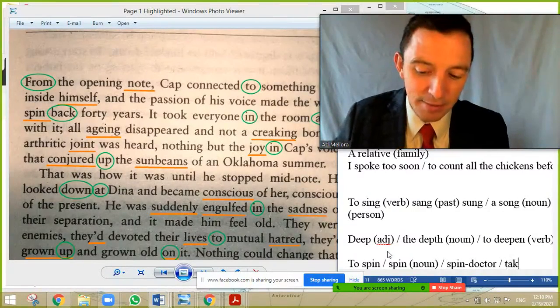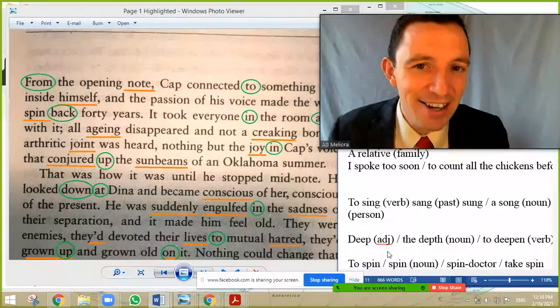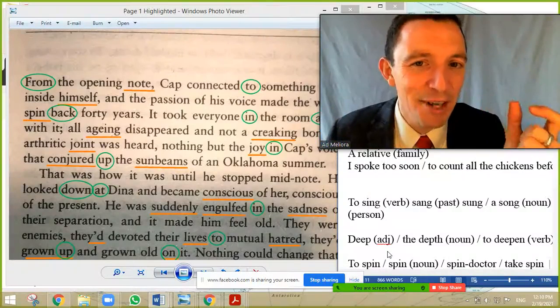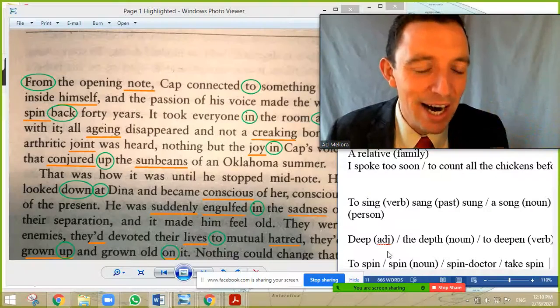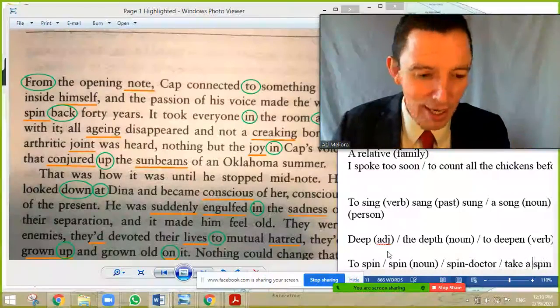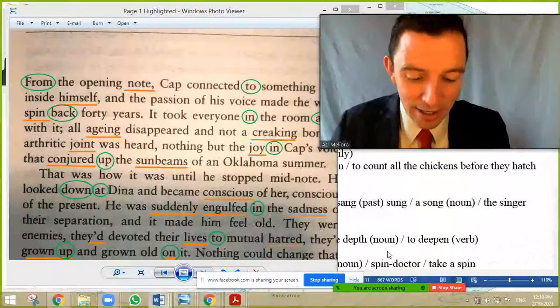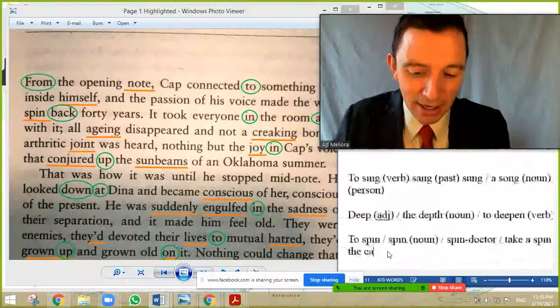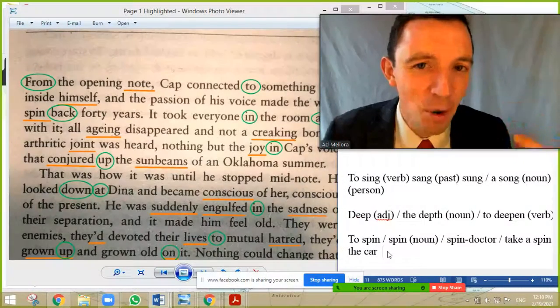Take a spin is possible in the car. So if you go for a spin in the car, a spin is very informal, for a little trip in the car. So to take a spin or to go for a spin in the car is possible in conversation. Go for a spin in the car is to go for a little drive, a small drive. Okay.